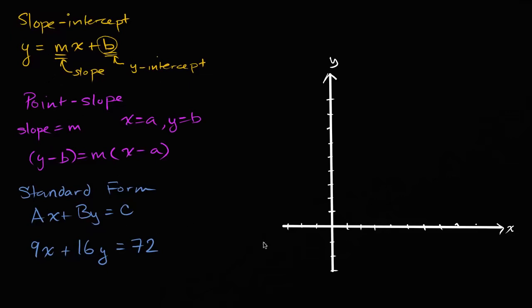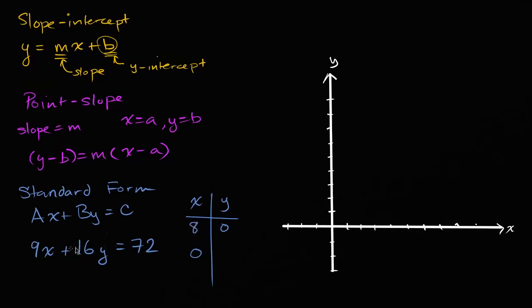So how do we do that? Well, to figure out the x and y-intercepts, let's just set up a little table here. X comma y. The x-intercept is going to happen when y is equal to 0, and the y-intercept is going to happen when x is equal to 0. So when y is 0, what is x? 16 times 0 is 0, that term disappears, and you're left with 9x is equal to 72. So if 9 times x is 72, 72 divided by 9 is 8. So x would be equal to 8.